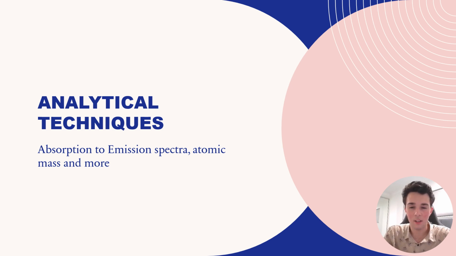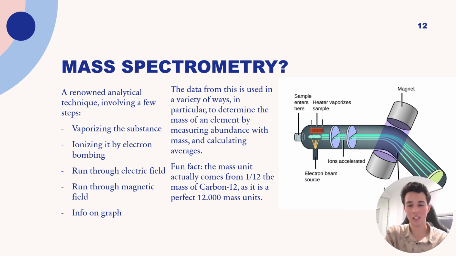The next thing we're going to cover is analytical techniques. So we learned about this briefly too, with atomic absorption spectra, atomic emission spectra, atomic mass, and more. So let's dive into it. Mass spectrometry. It's a very well-renowned device in chemistry, and I think even in the field of applied sciences, even biology to an extent, you can use this.